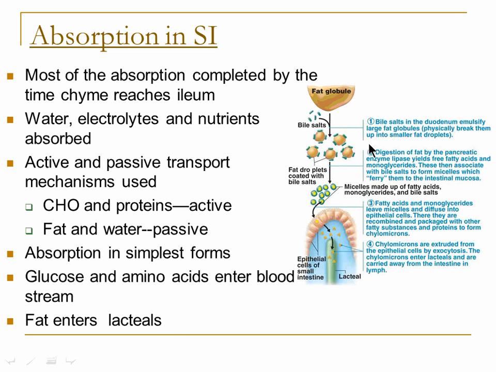So here, if you look at this picture here, this is a big fat globule. So you can see how bile salts, when they act, break it down into smaller particles. This is the emulsification, so that helps the lipases to act on it. So lipases break it down into fatty acids and glycerol. These then combine with bile salts to form structures which are known as micelles.